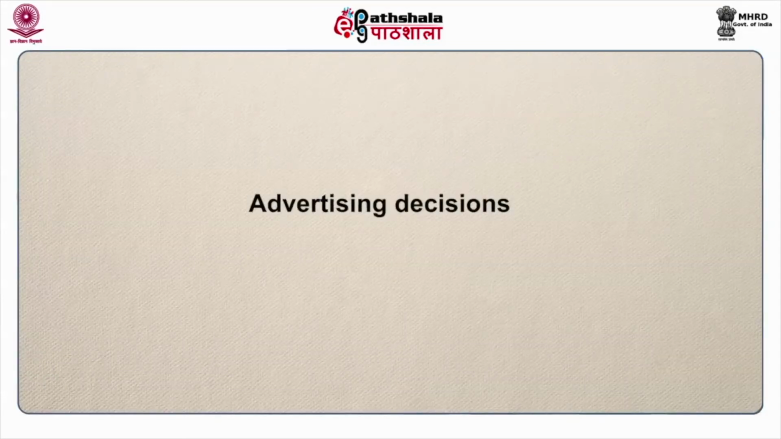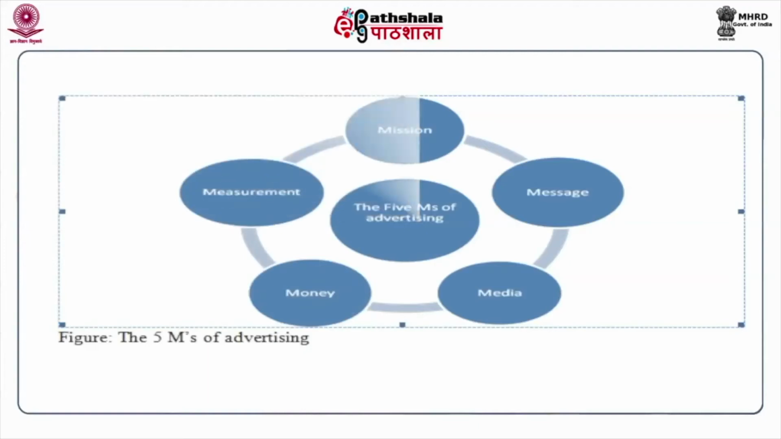Let us now talk about advertising decisions. This part consists of the 5 M's of advertising, the advertising decisions and the keys to successful advertising. Let us start with the 5 M's of advertising. Organizations manage their advertising in different ways. In small companies, owners or general managers or someone in the sales or marketing department handles the company's advertising. Large companies commonly set up their own advertising departments or use an outside advertising agency.